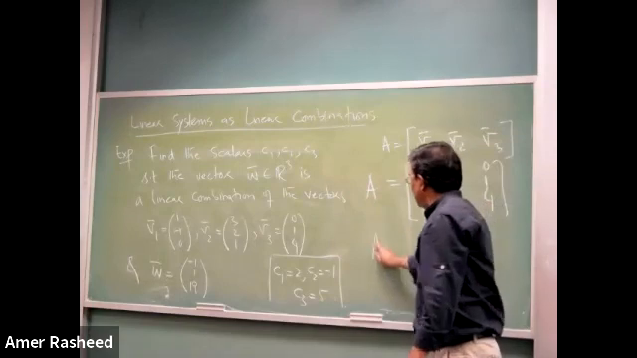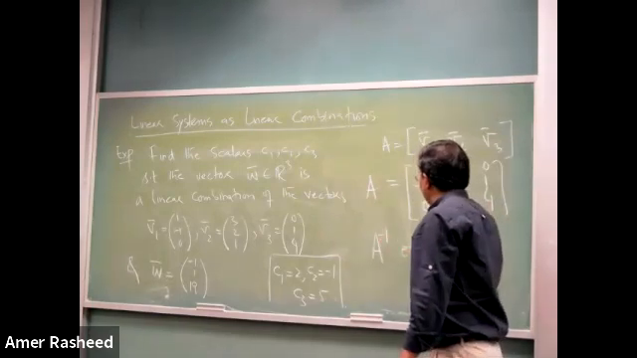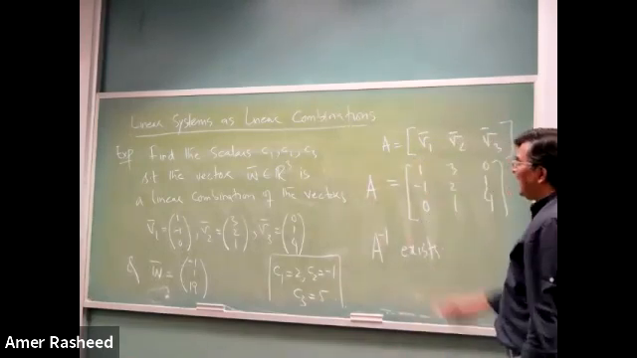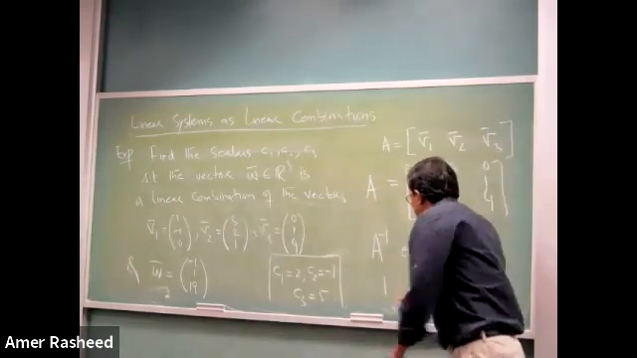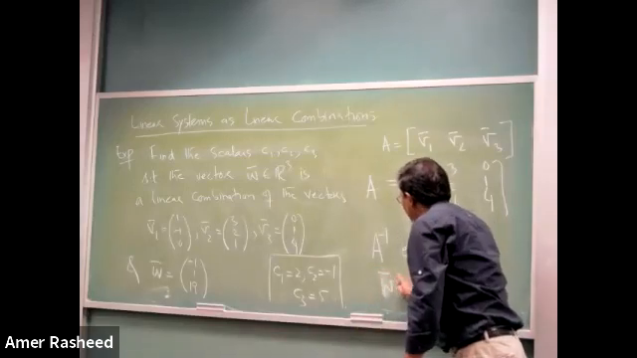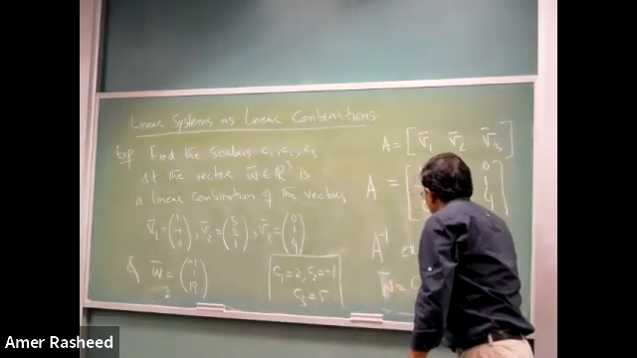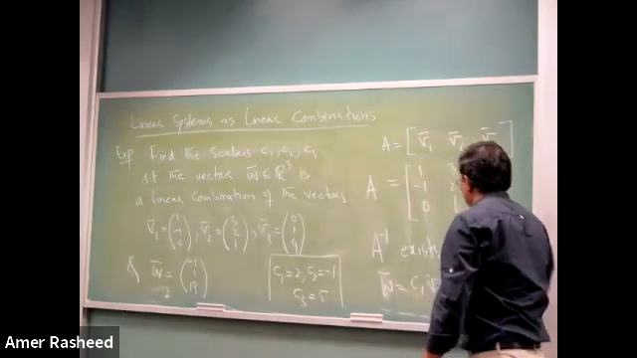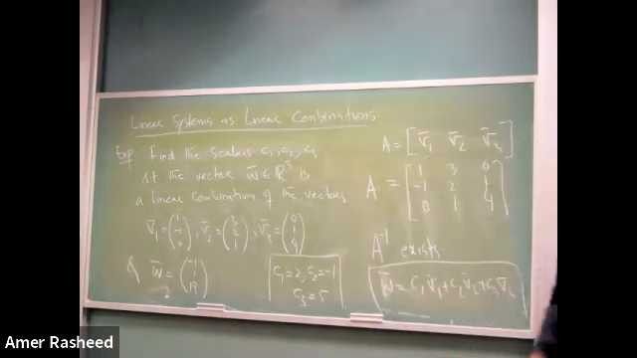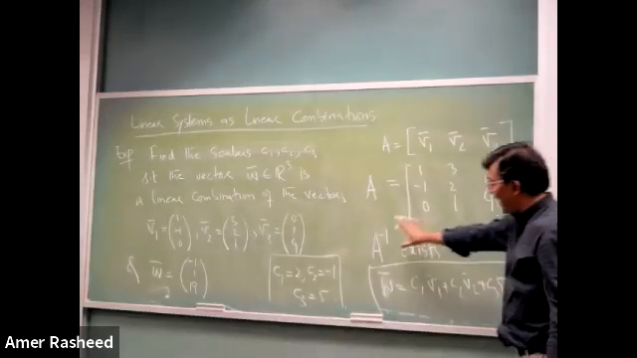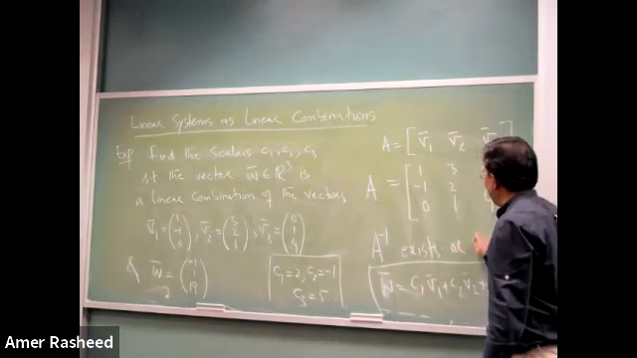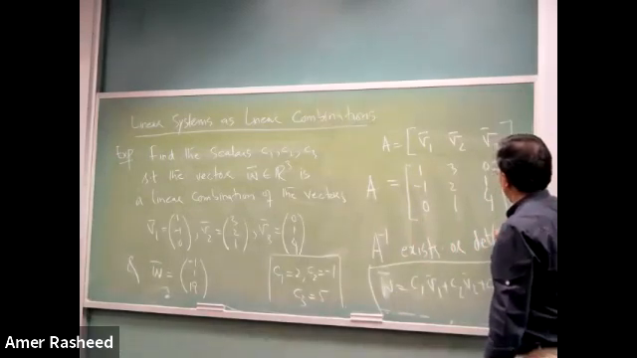If A inverse exists, then that non-homogeneous linear system, which is W is equal to C1 V1 plus C2 V2 plus C3 V3, must have a unique solution when A inverse exists. A inverse exists, or you can say that the determinant of A is non-zero.